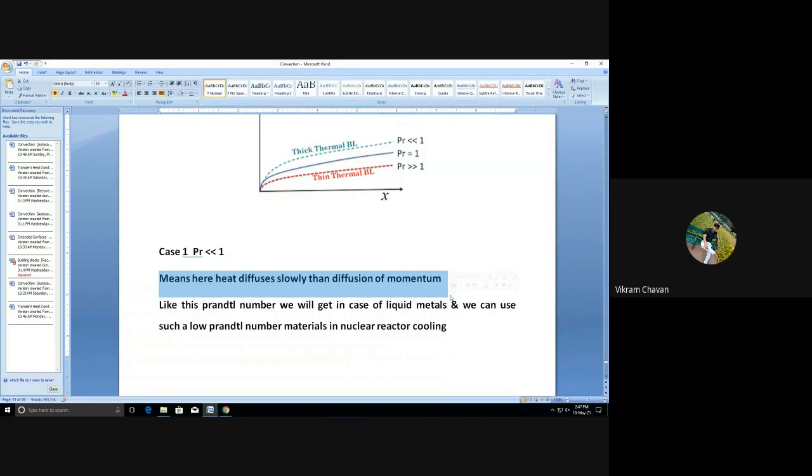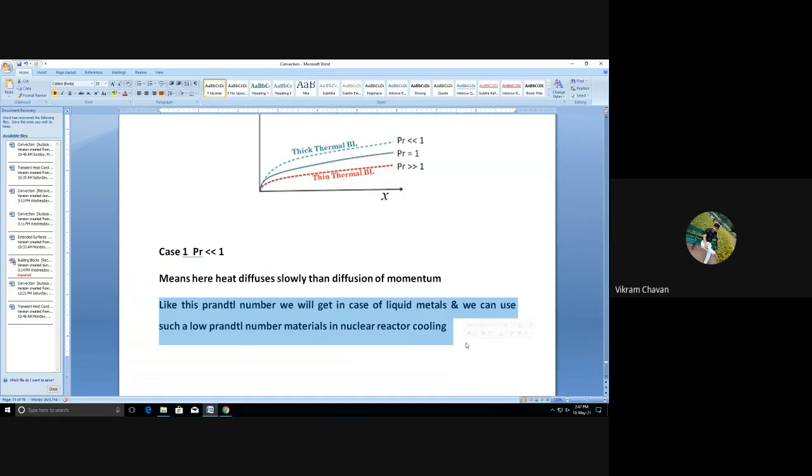Okay, so this kind of Prandtl number we will get in the case of liquid metals, and we can use such low Prandtl number materials in nuclear reactor cooling.